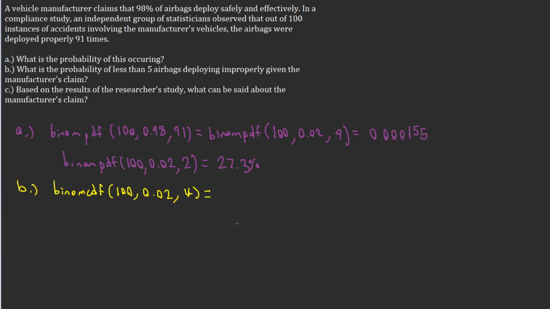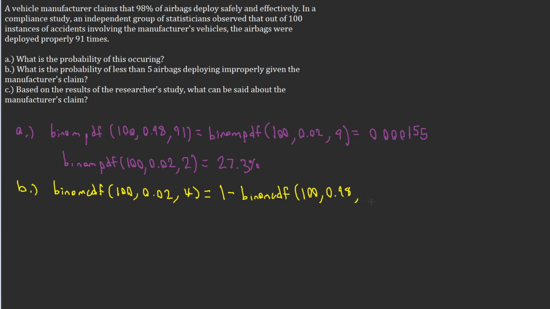But the other way to do this is to use the information that's given in the question directly. It's just a little bit more complicated because it involves recognizing that less than 5 airbags deploying improperly is the same as more than 95 airbags deploying properly. And so you have to make sure that you keep all of those straight. And so you want to take the complement here, so we do 1 minus the cumulative distribution function. And then here we have 100 trials. And then in this case, we're going to use a 98% chance probability of the airbag deploying properly.